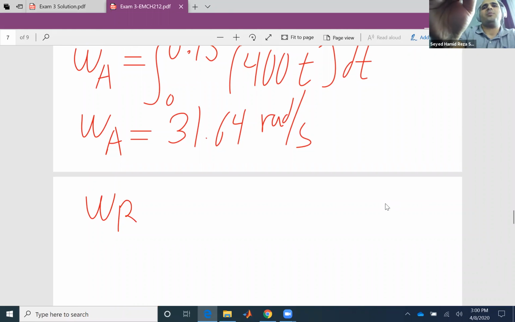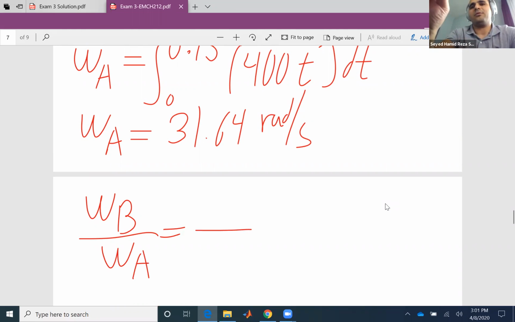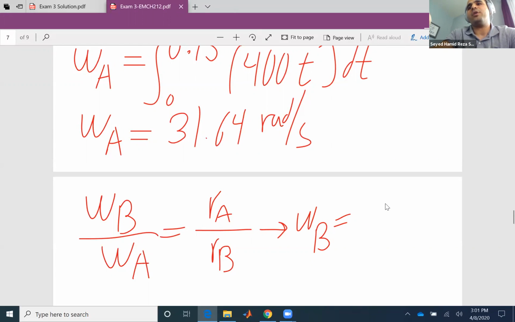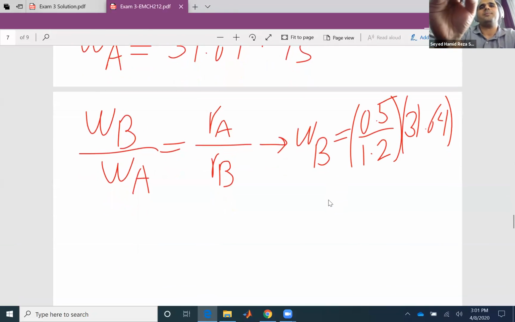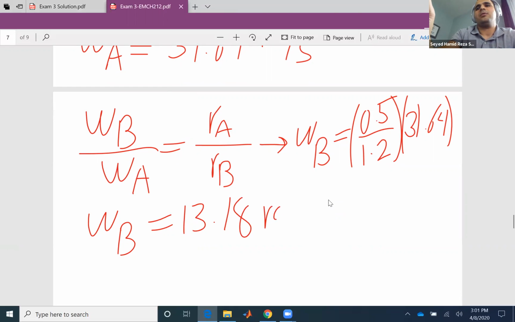So I want to find omega B. Omega A is inversely proportional to the radii, so that would be RA over RB, which means that the bigger gear is rotating slower. So omega B would be RA over RB, which is 0.5 over 1.2, times 31.64. I'll find omega B to be 13.18 radian per second.